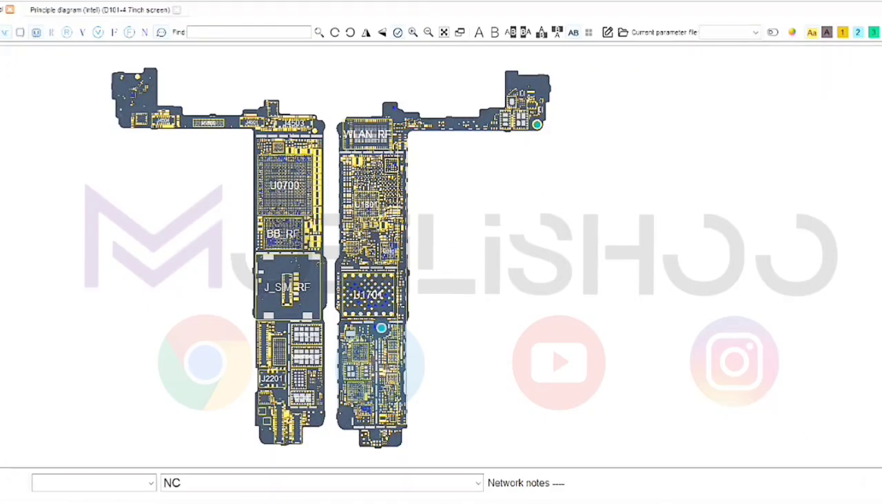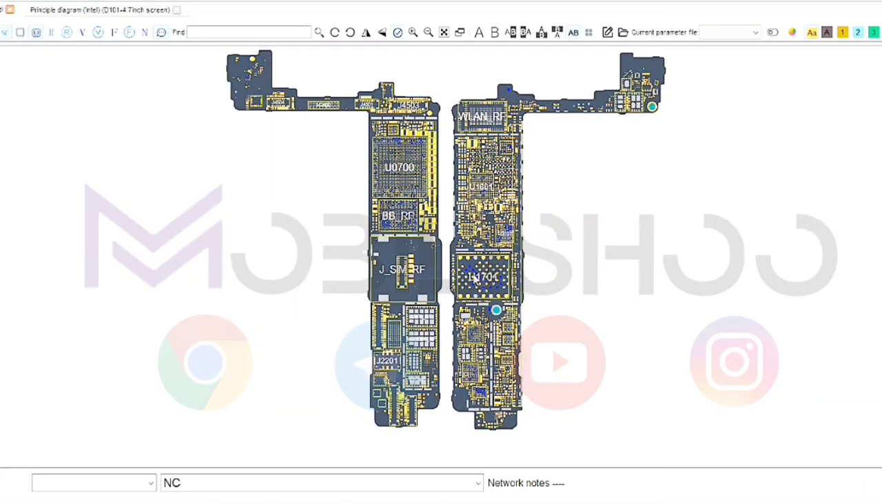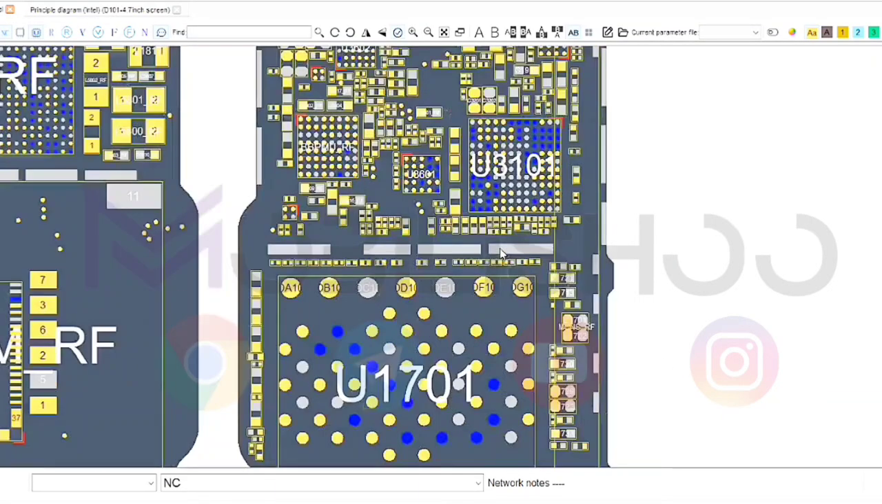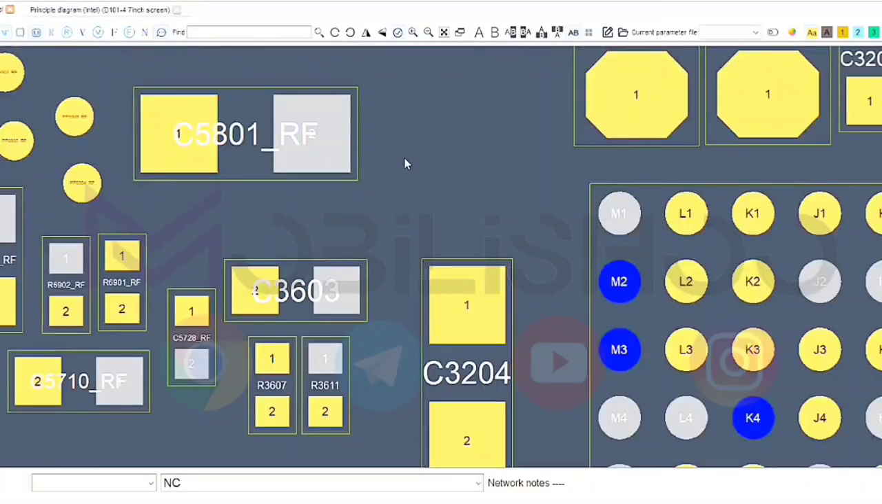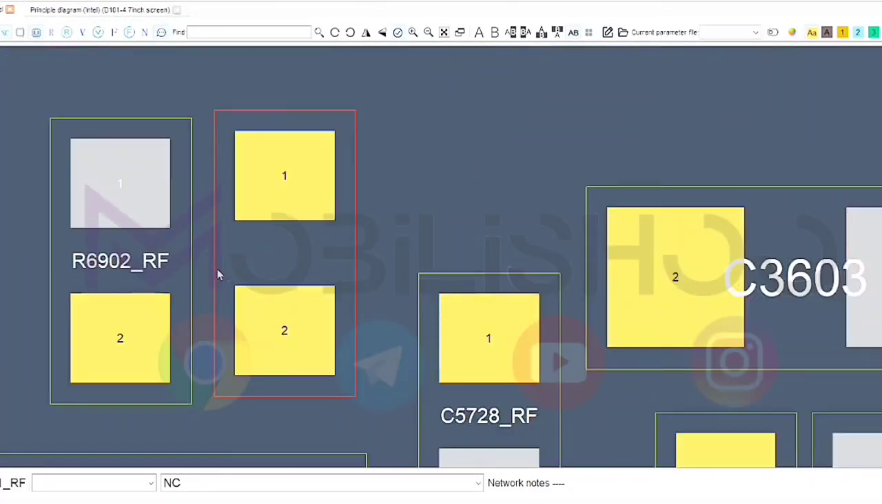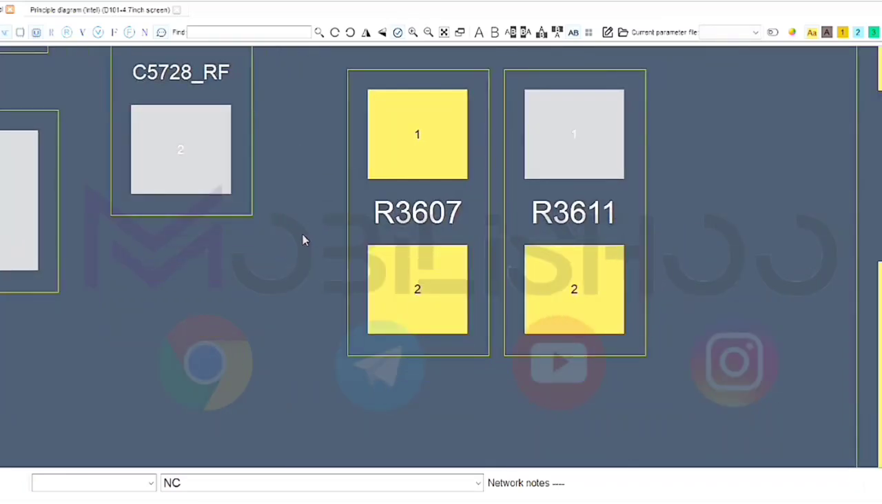Okay, friends, first we'll open a map in our dongle. This is an iPhone 7 map. I'll enlarge a part of the board and zoom in on the parts so you can see the whole thing. Components that are displayed as resistors on the map are indicated by the letter R. In this section, the letter R is fully visible.